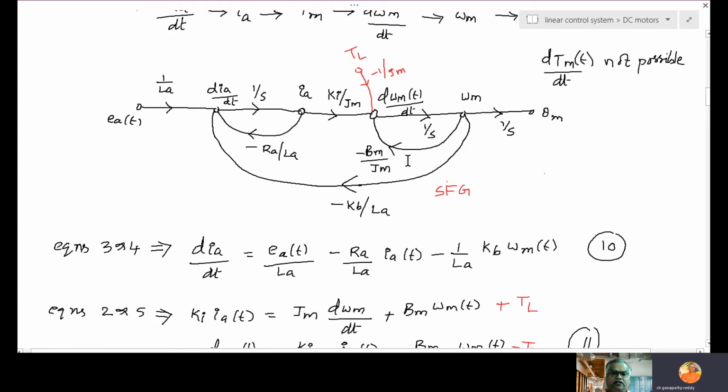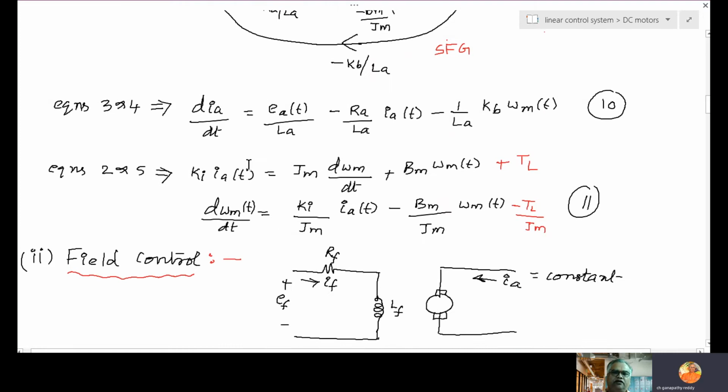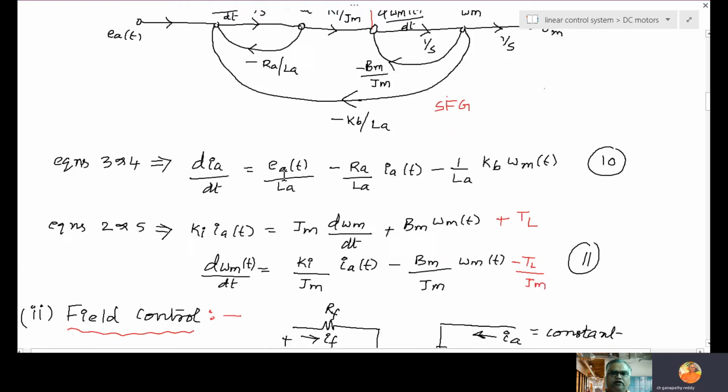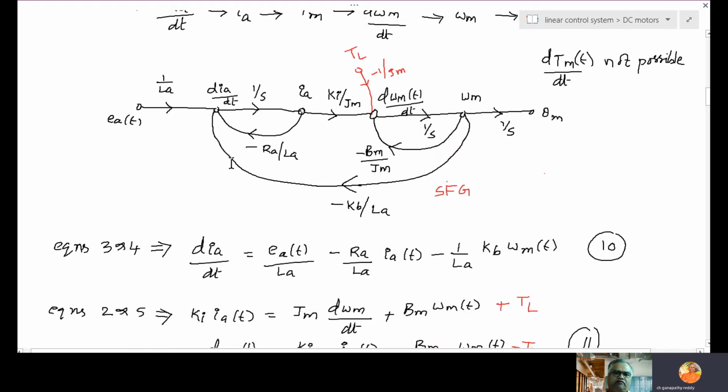So we can get the signal flow graph from the basic time domain equation. From the signal flow graph, we can also show the block diagram. This is a summing point. These are the forward gains, 1 by La, 1 by S. These are all forward gains. These are all feedback gains. So we can also get the block diagram.